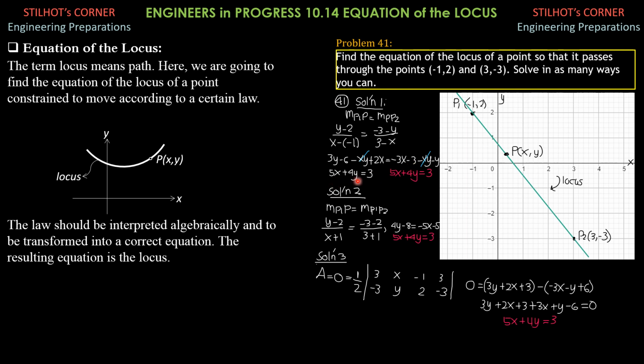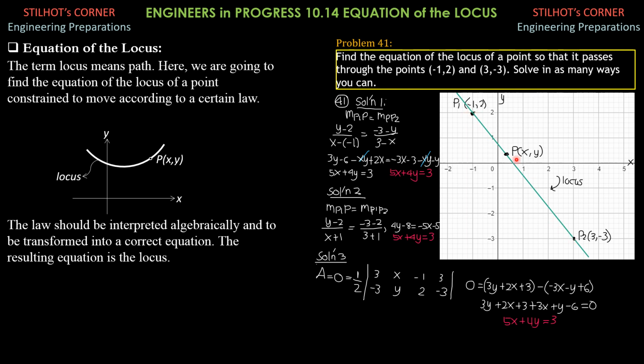So 5x plus 4y equals 3. That's the equation of the locus. If you check, if you substitute negative 1 and 2: 5 times negative 1 is negative 5, plus 4 times 2 is 8. Negative 5 plus 8 is 3, and 3 equals 3. So that checks.